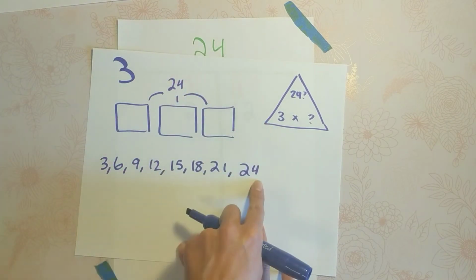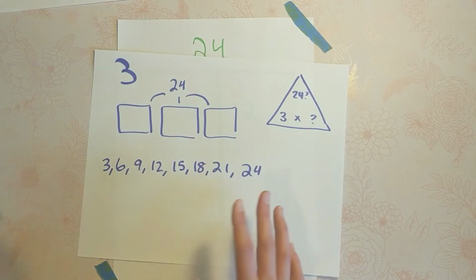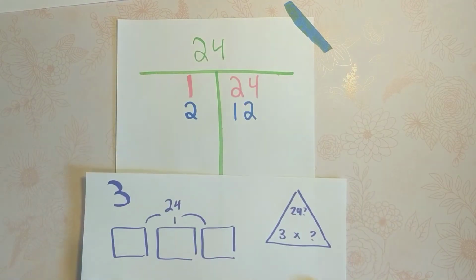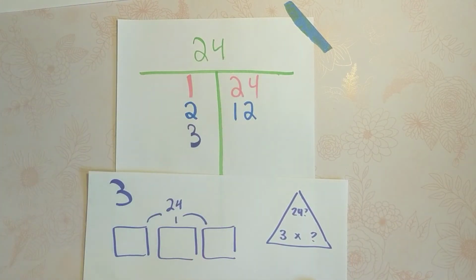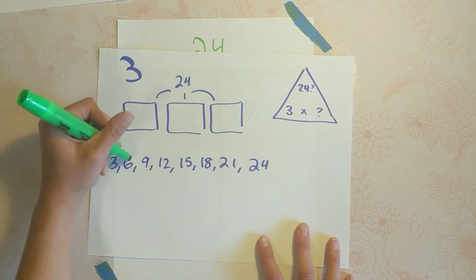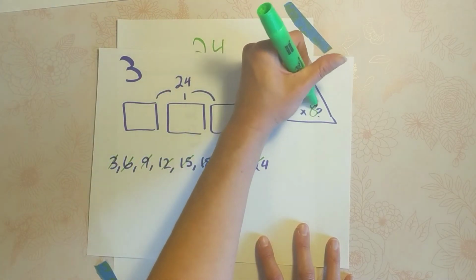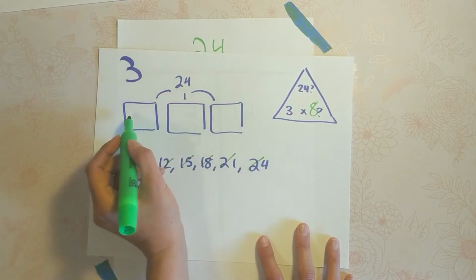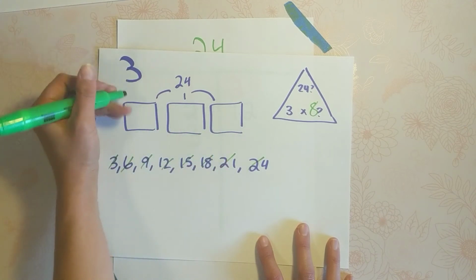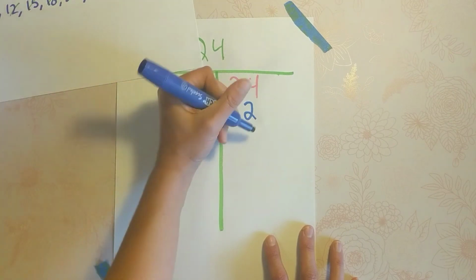I did hit it. That means 24 is a multiple of 3, and that 3 is a factor of 24. The question is, 3 times what got us to 24? So let's count them. 3 times 1, 3 times 2, 3, 4, 5, 6, 7, 8. 3 times 8 equals 24, which means if you took 24 and divided it up, you would have 8 in each of these boxes. So 3 times 8 is 24.